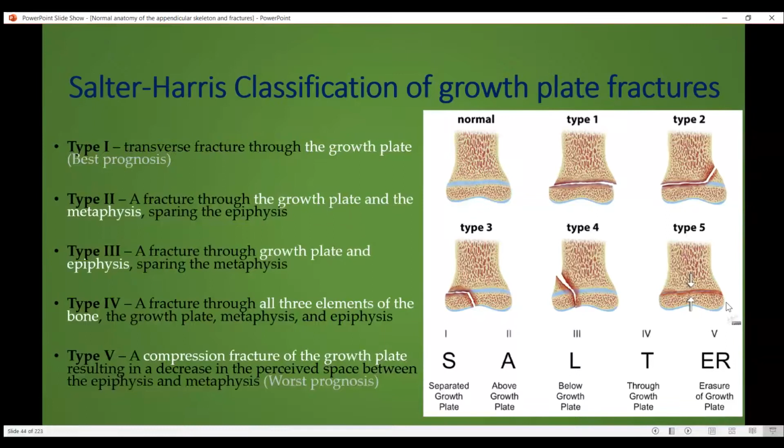As simple as that. Which has got the best prognosis? Type 1 has got the best prognosis. Which has got the worst prognosis? Type 5 has got the worst prognosis. That is what you're going to remember about Salter-Harris classification.